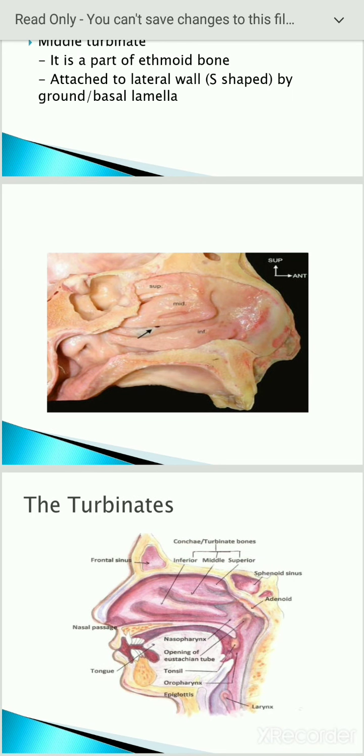So this is the figure of lateral nasal wall. We see superior turbinate, middle turbinate and inferior turbinate, and they help in the air conditioning of air. That is the function of the turbinate.